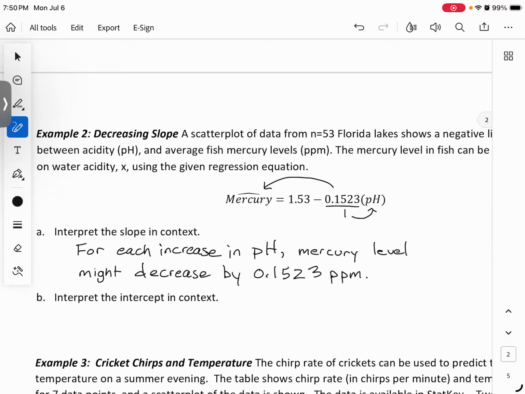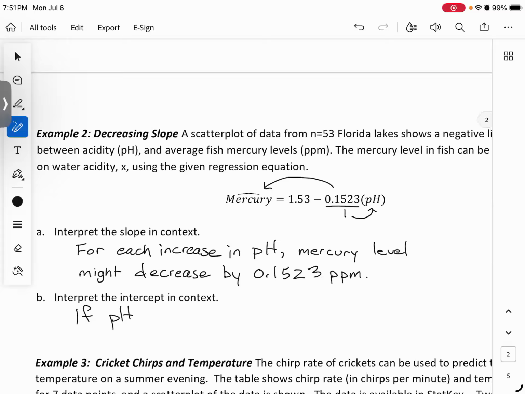But I wanted to include this example because there are some situations where it's got a negative relationship, whereas one thing increases, the other decreases. So increase, decrease. Then that leaves us with the intercept, which again is the idea that if the explanatory variable, in this case the pH level, is zero, or if there is no pH, the prediction would be that the average fish mercury level would be 1.53.